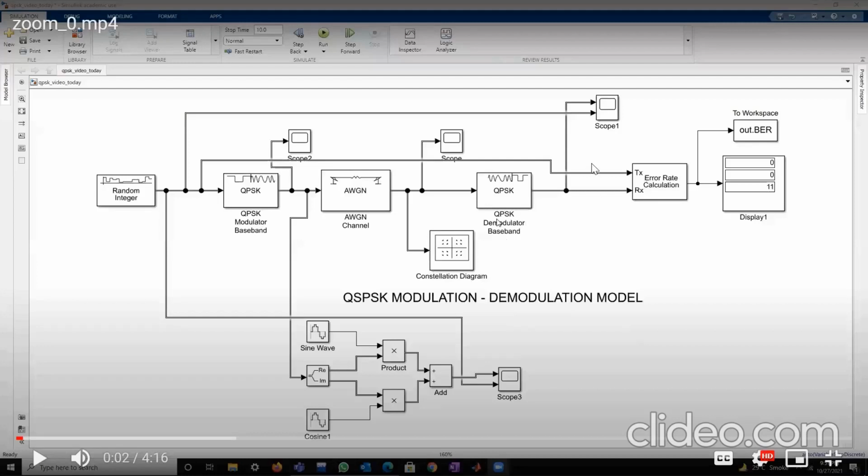Next is the error rate calculation. Error rate calculation is something which is used to compare the input data from a transmitter with the data from a receiver, and it will calculate the error rate. So let us see the working of our simulation.